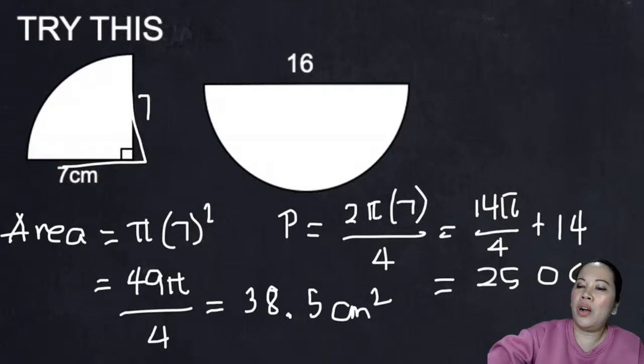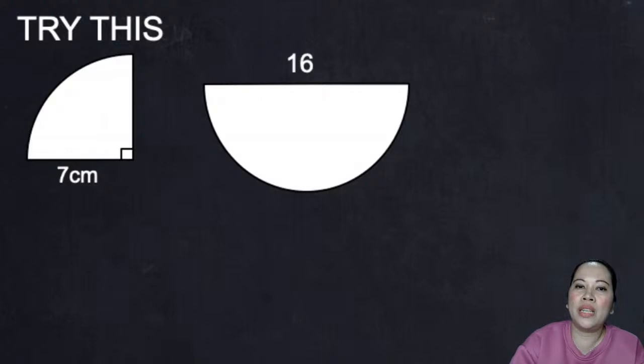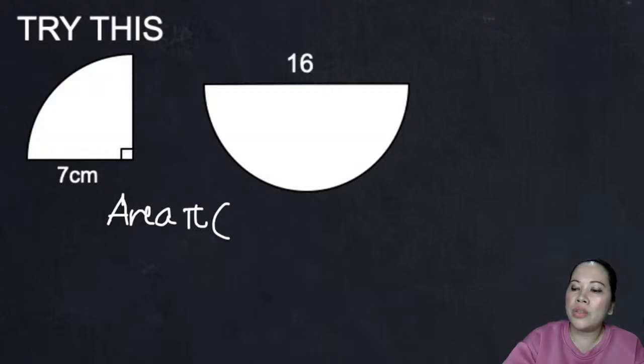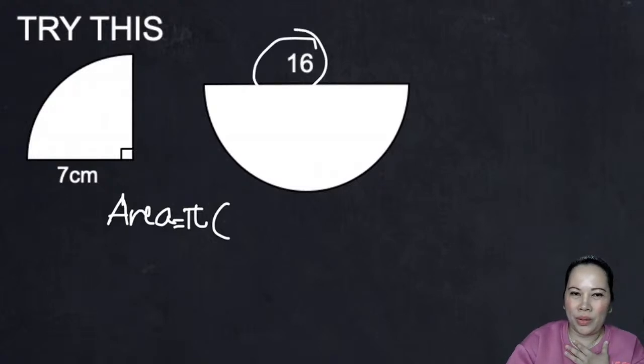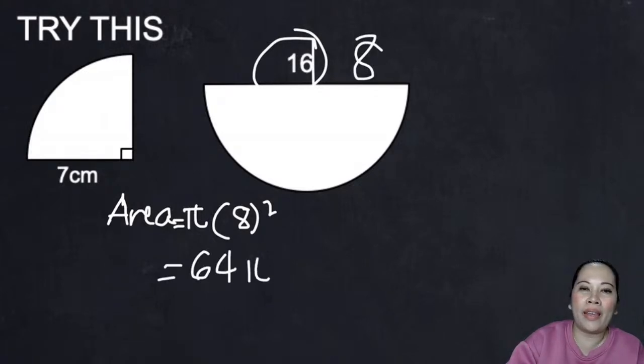Okay, moving on. Hopefully there's no question and that's clear. Moving on to the second question. Now you would see this as a semicircle, meaning half of your circle. So to find the area, it is the same thing, pi r squared. Since the whole part here is 16, we have to divide it by 2. So the radius is only 8. So 8 squared will be 64 pi.